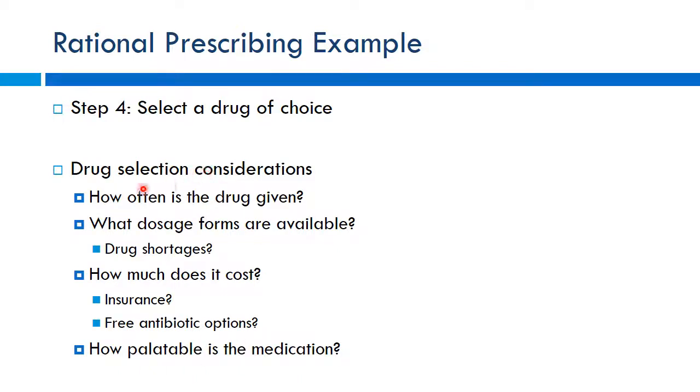Okay, so then we want to see, what type of drug do we want to select in this case? So we have to look at how often the drug is given. How easy is it to give medications to a little kid? And they're already kind of angry because they have a fever and they don't feel good. Not super easy, right? So if we can give it less frequently, that's going to be super useful.